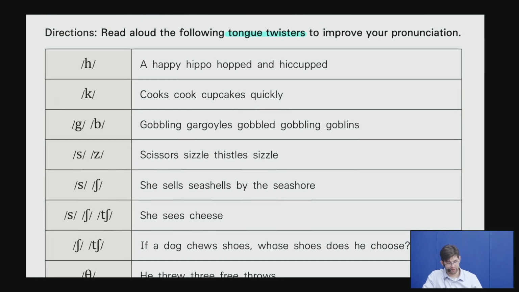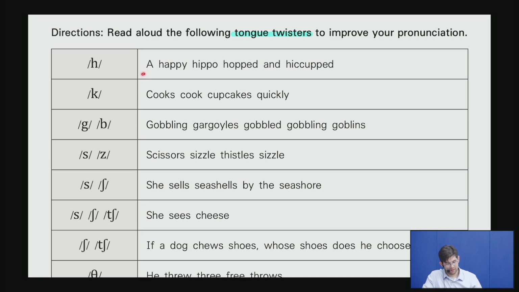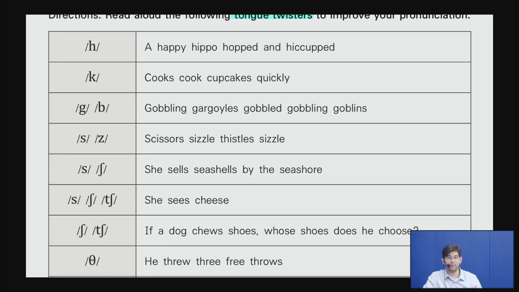Our first one, H sound. A happy hippo hopped and hiccuped. I'll say that one more time for you. A happy hippo hopped and hiccuped. Our next one, K sounds. Cooks cook cupcakes quickly. One more time. Cooks cook cupcakes quickly.